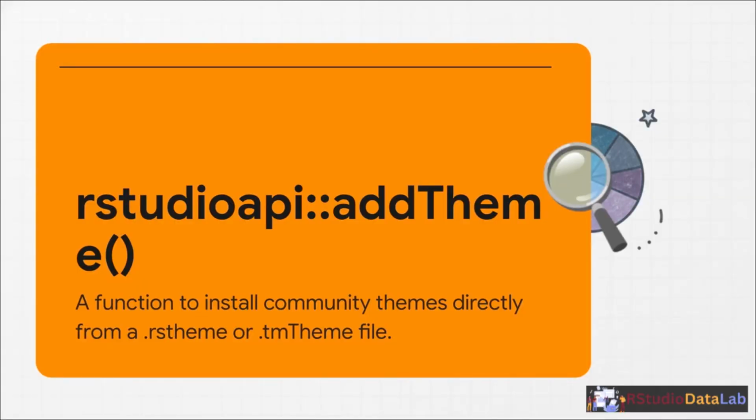But wait, there's more. If you're a true customization enthusiast and you want to go way beyond those built-in 19 themes, you can actually use the RStudio API package. Specifically, there's a function called Add Theme that lets you install dozens of custom community themes directly from GitHub. You just point it to a .rs theme or .tm theme file and you're good to go. The possibilities here are practically endless.